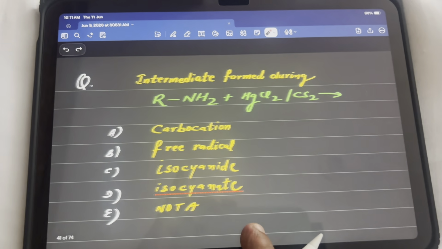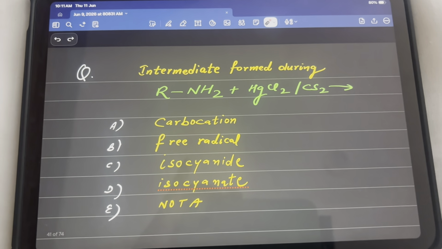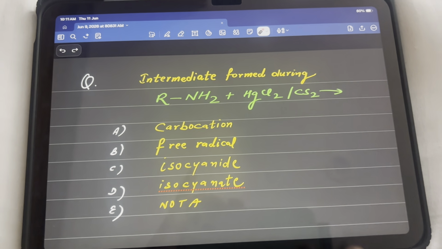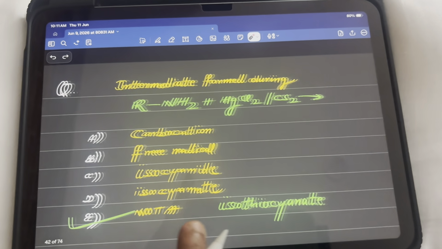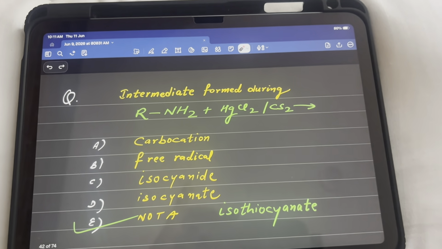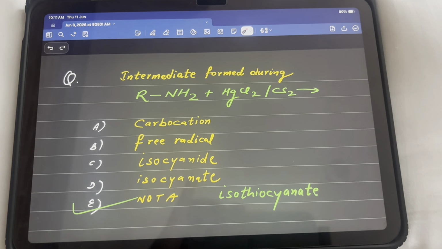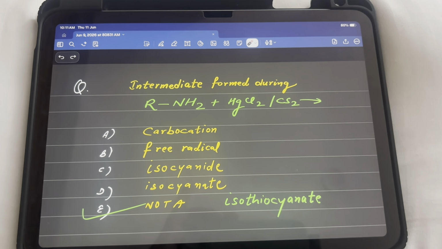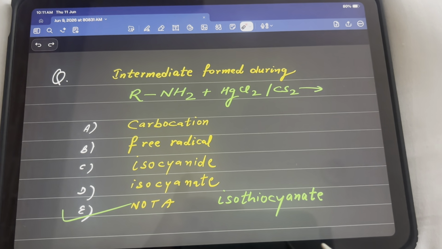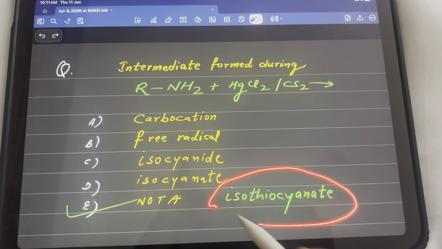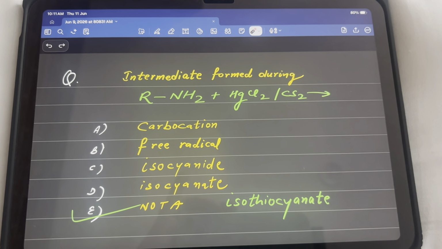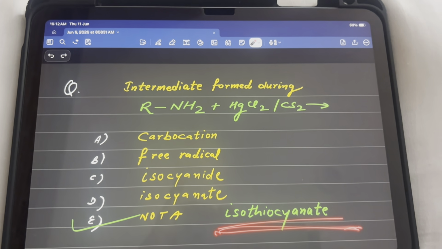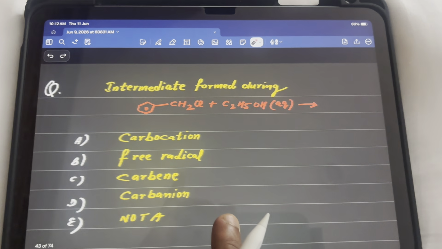Another question on your screen. This reaction is not given in NCERT. It is given in Tamil Nadu board. Just try to understand. The answer is none of the above, because this reaction is Hoffmann mustard oil reaction. The product is isothiocyanate. That's not the intermediate. So none of the above. This is the product. Isothiocyanate has the pungency of mustard oil. Now another question on your screen.